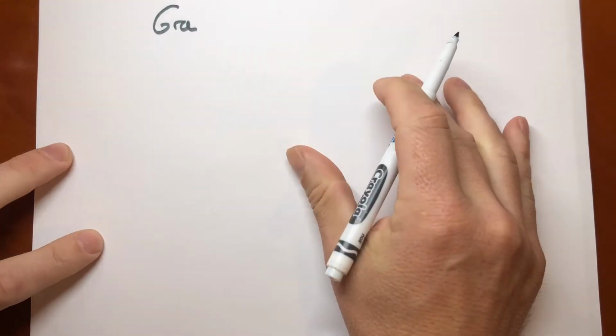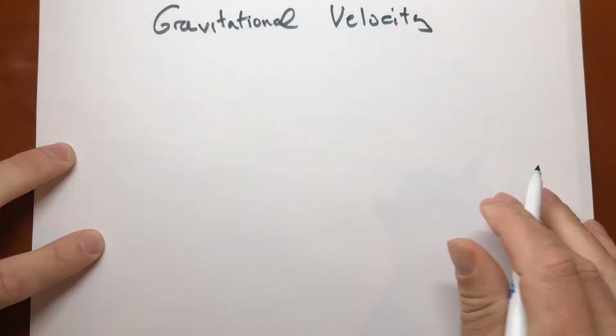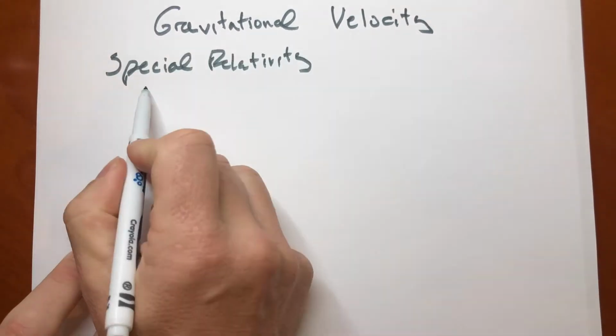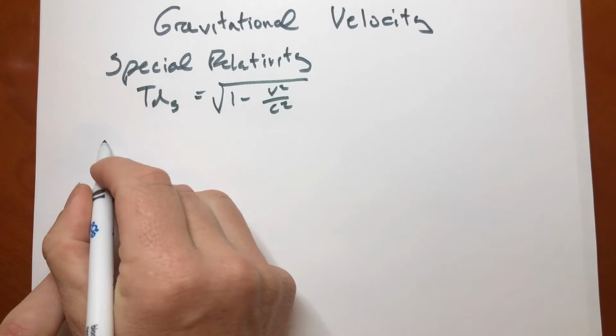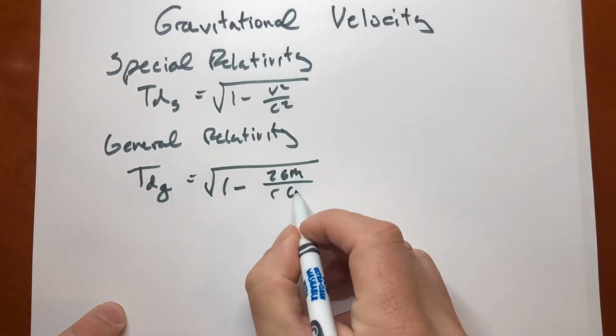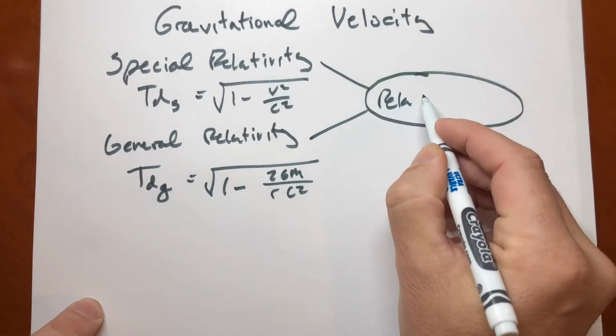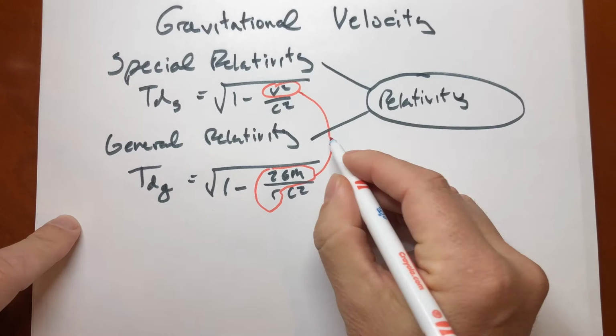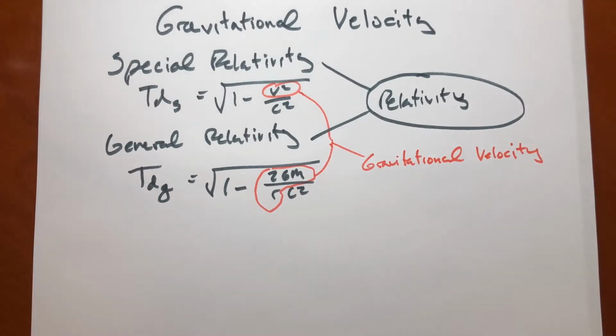Okay, I'd like to introduce the concept of gravitational velocity. Gravitational velocity has helped me connect special relativity and general relativity into a single concept that I just call relativity, even though both of them use different equations for a lot of operations, including calculating time dilation, which is what I show here.